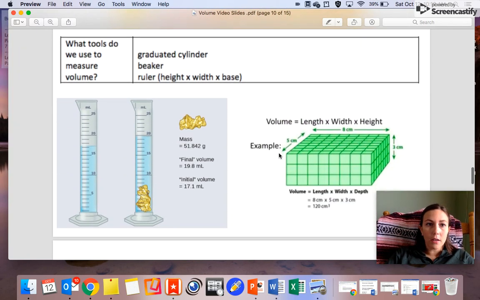The next thing is, what tools do we use to measure volume? We use a graduated cylinder, which is one of these things here. You've seen this before. A beaker. I don't have a picture of a beaker, but it's something that holds more than like 25 or more than 100 milliliters. We would use a beaker to get a larger volume.